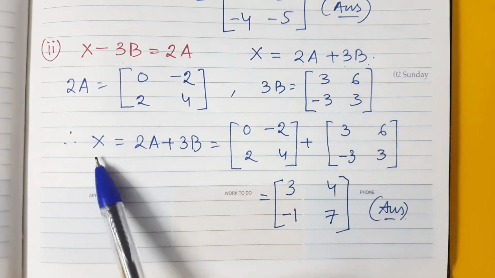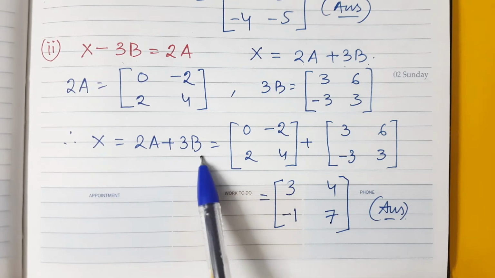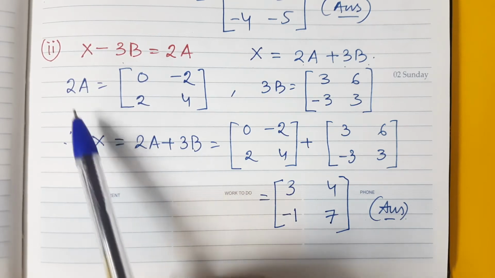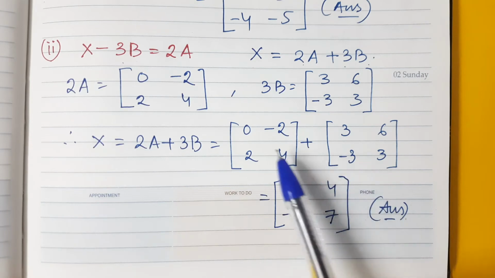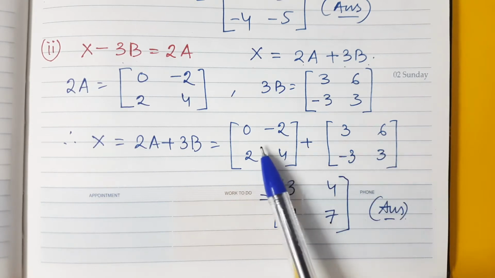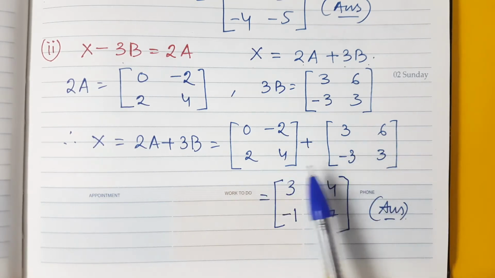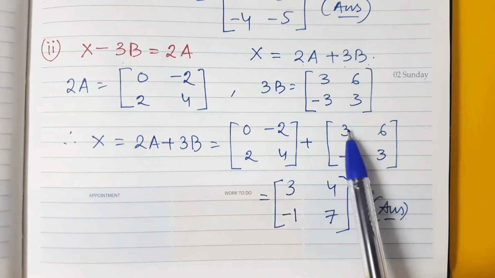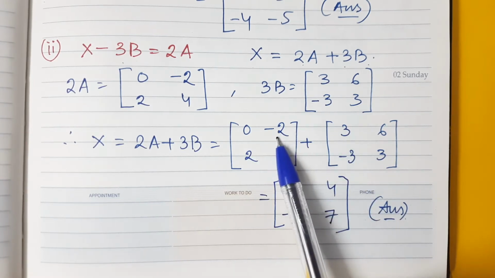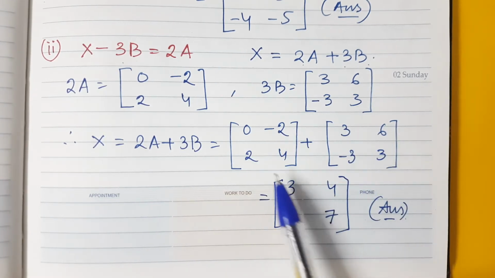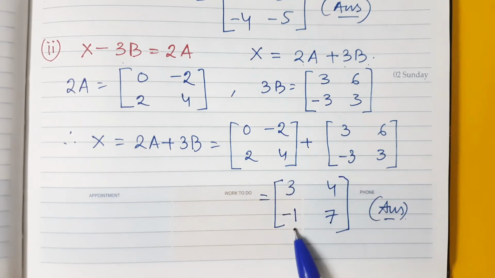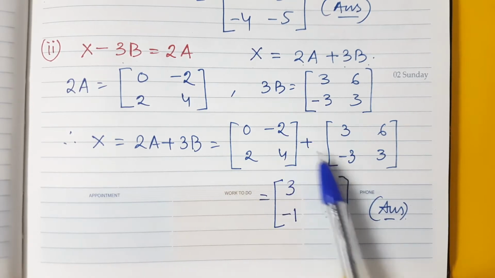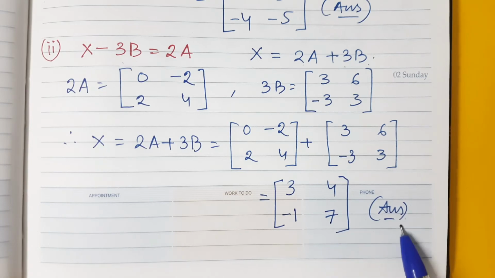Okay, X equal to 2A plus 3B. So you just put it 2A and 3B. Okay, this matrix plus this matrix, and now you just add them. Okay, position wise 0 plus 3. Okay, minus 2 plus 6, which is 4, 2 plus minus 3, which is minus 1, and then 4 plus 3, that is 7. So this is the answer.